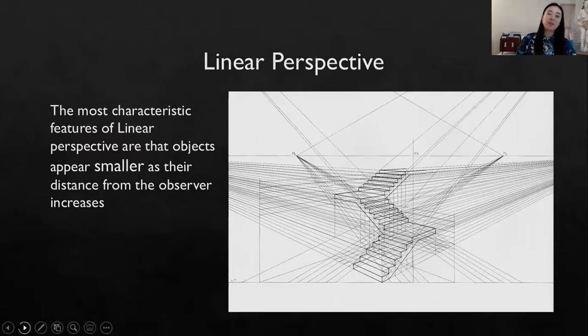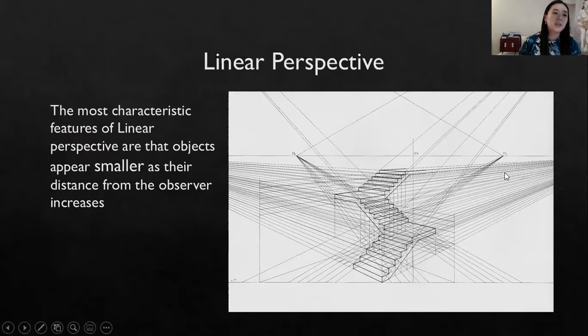So let's briefly review, what was linear perspective? Linear perspective, or point projection perspective, is one of two types of graphical projection perspective in the graphic arts. Linear perspective is an approximate representation, generally on a flat surface, such as paper, of an image as it is seen by the eye.